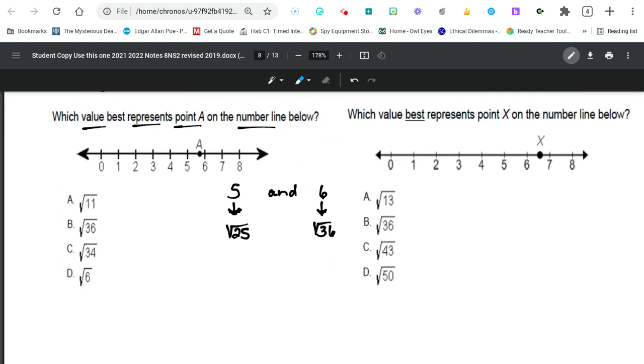All right, so if A lies between the square root of 25 and the square root of 36, I must be looking for a number that falls between these two. Some square root that lies between these two. And that would only be that one, which is the square root of 34. All right. You're going to pause the video, and I need you to find the best representation for point X. So you're going to choose A, B, C, or D on this next one. And keep in mind the X falls between 6 and 7. Pause the video and try that one.